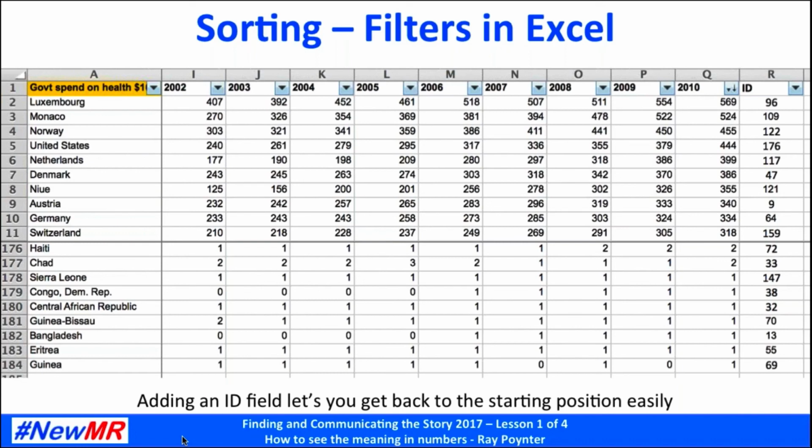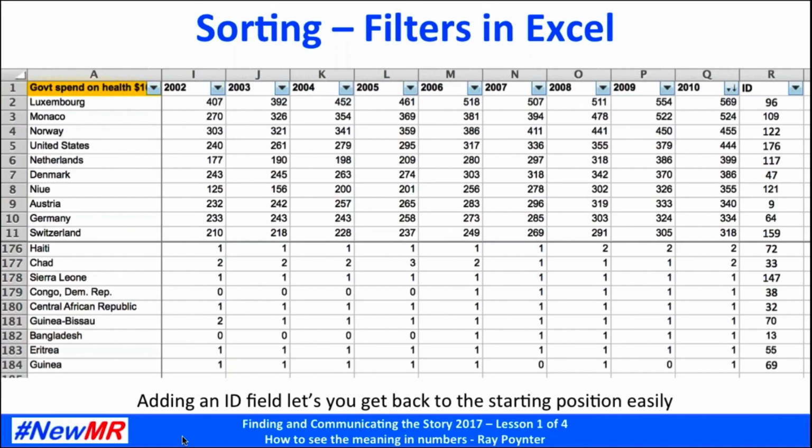Now I can look at this and I've said, show me them in descending order of spend in 2010. I could have said in 2002 or 2003 just by a click of a button. So we've sorted them by reducing spend in 2010. Luxembourg is the top, Monaco, Norway, United States, Netherlands, Denmark, Niue. Well, that's a bit of an odd one.